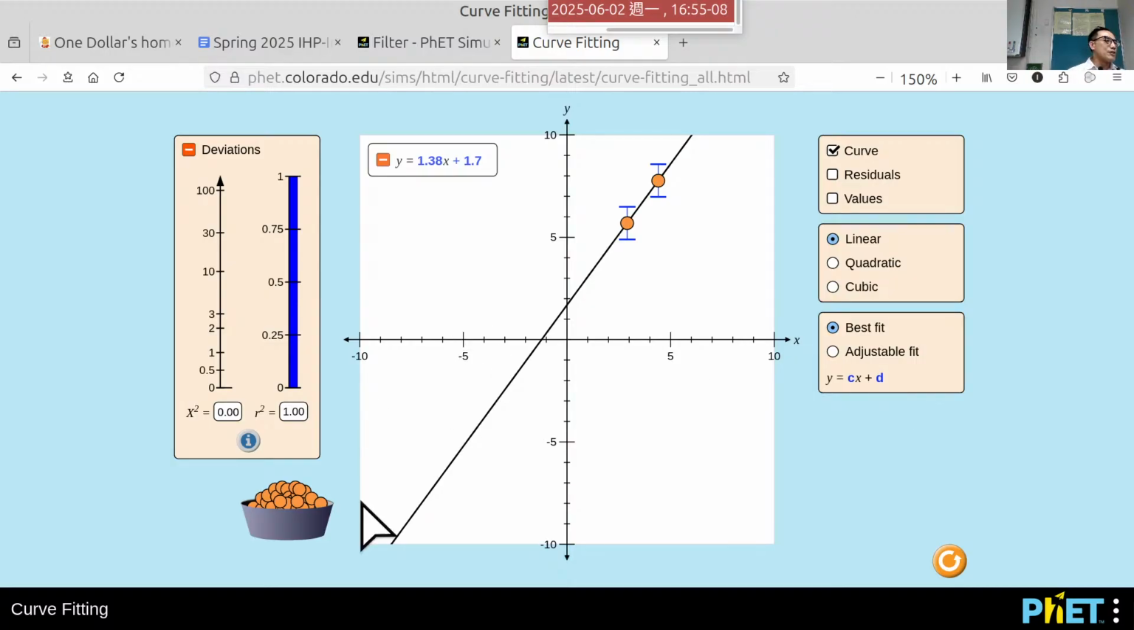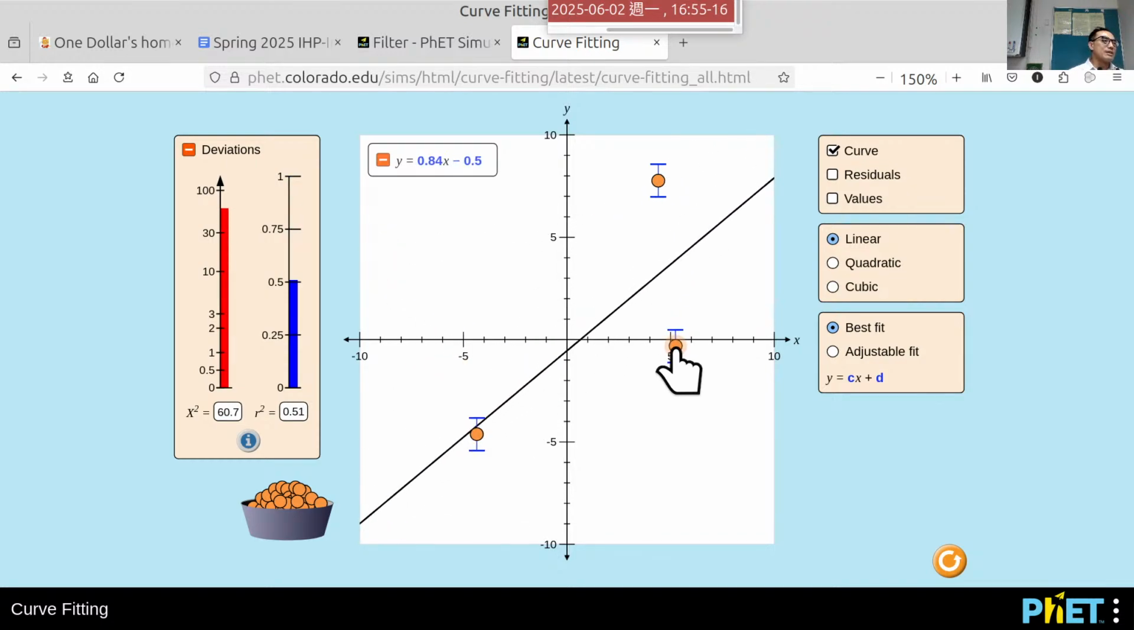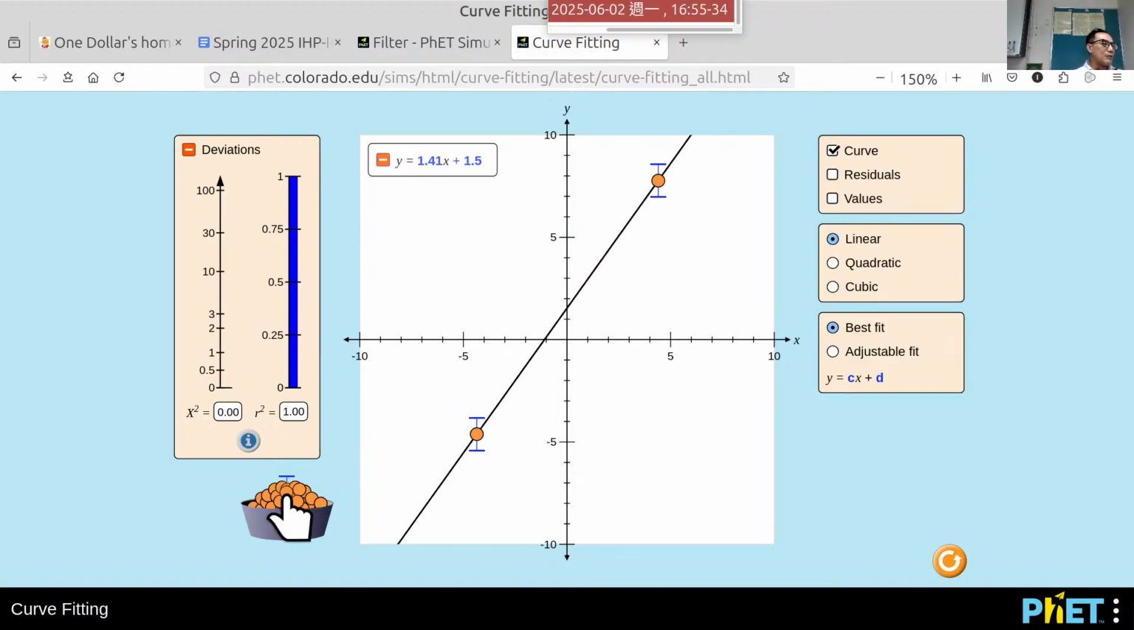And now we have the third point, and that is far away from the other 2 points. And if we do the linear fit, it becomes very scattered. The R square value becomes 0.51. That is not a big number. If I remove that point, with 2 points and 1 line, the R square is 1.00. It means 100% fitting.